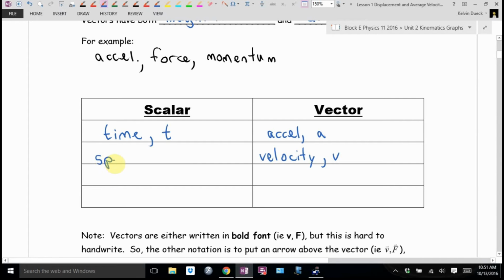Speed is a scalar. Mr. Dewick, it would sure be nice if there was an easy way to remember that speed is a scalar. I got nothing. I'm sorry. You're on your own. Distance is a scalar. Displacement is a vector.